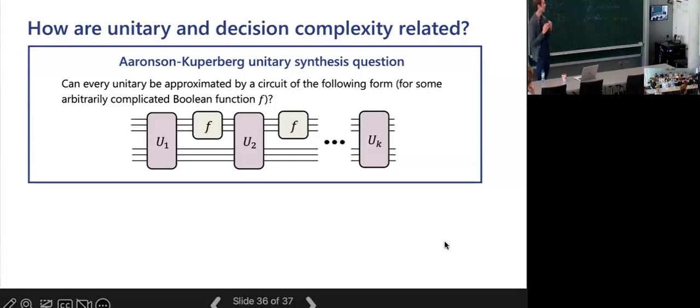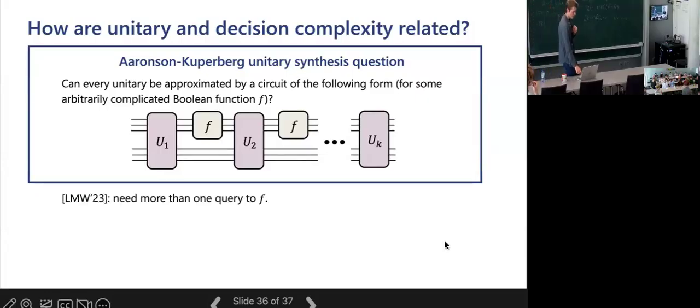Okay, so this asks, can I reduce the unitary implementation to implementing a classical function? It doesn't fully say this. It doesn't ask, for example, how do I find the function? That's a separate question. But in the first instance, does the function exist? Not much is known. The only thing known is that you need more than one query, which is maybe not that surprising if you look at it from a Lie theory point of view.